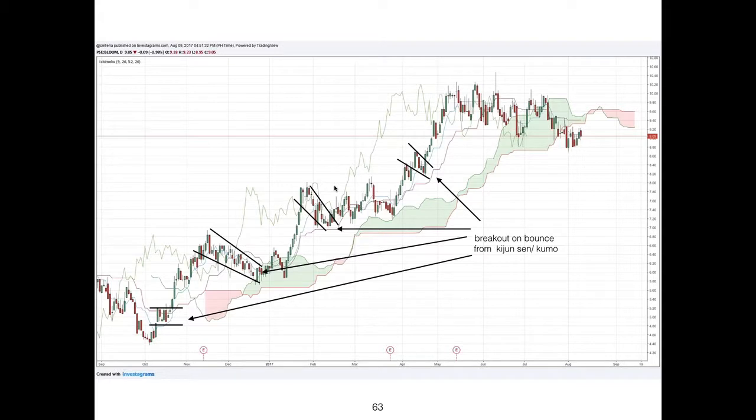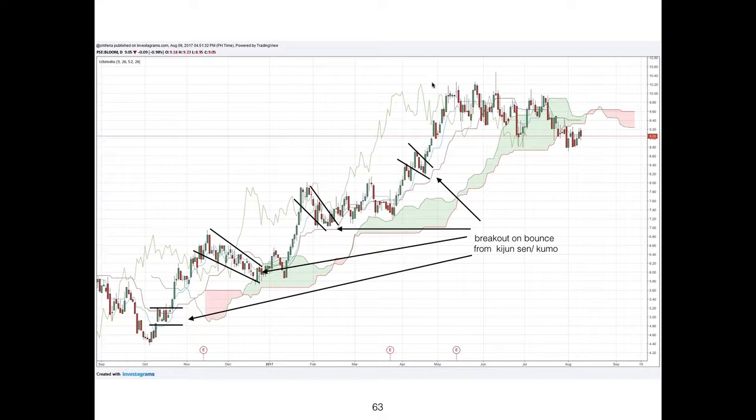Bloom made flags in this area, this area, and this area, which resulted in upward moves after. These flags also ended at the Tenkan-sen and Kijun-sen lines. When price reached the Tenkan-sen line, it bounced. Or the Kijun-sen line, the red line is the Kijun-sen line. It bounced and broke out afterwards.